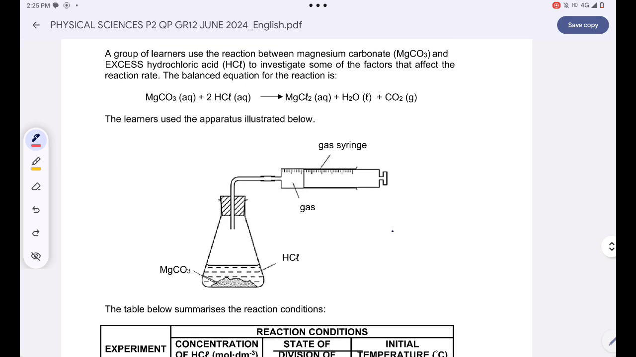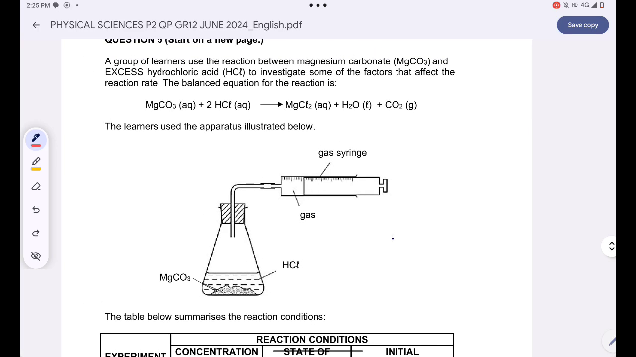Okay. We are told that a group of learners used the reaction between magnesium carbonate and excess hydrochloric acid to investigate some of the factors that affect the reaction rate. The balanced equation for the reaction is given below. Okay, we do have our magnesium carbonate and hydrochloric acid. And then for our products, we'll simply have magnesium chloride, water, and carbon dioxide.